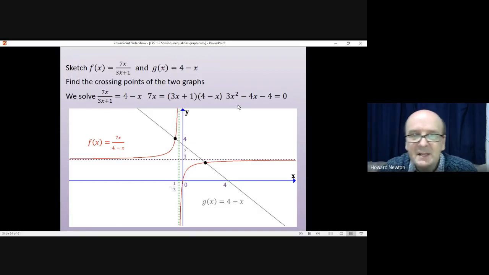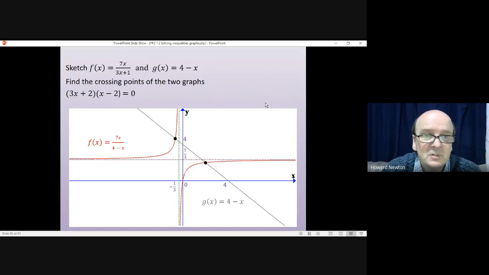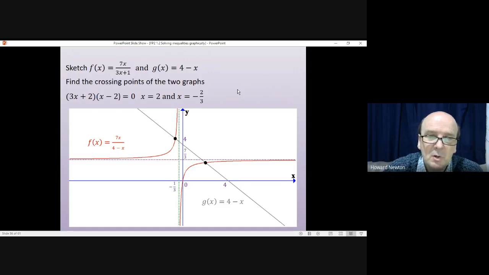Multiplying out the brackets and collecting up terms, you get a quadratic. 3x squared minus 4x minus 4 equals 0. That does factorize into 3x plus 2 times x minus 2 equals 0. And that gives us two solutions, either x equals 2 or x equals minus 2/3.